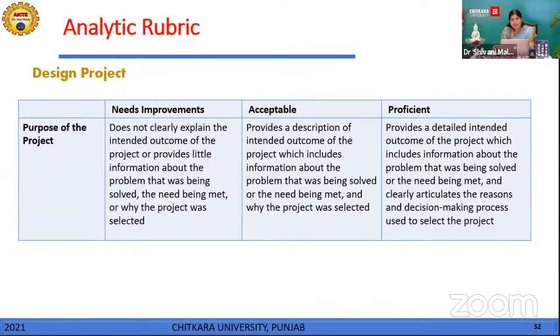The purpose of the project statement will be accepted, according to the criteria, if the student provides a description of the intended outcome of the project, which includes information about the problem that he was solving, and why the project was selected. He'll be said to be proficient provided a detailed intended outcome of the project, which includes information about the problem that was being solved, or need being met, and clearly articulates the reasons and the decision-making process used to select the project.